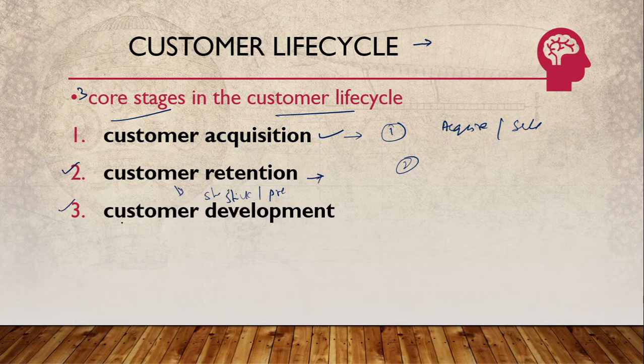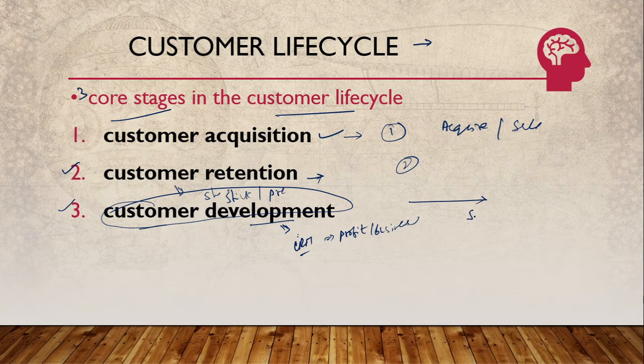The third stage is customer development. Here basically you try to maintain a good relationship with the customer and try to provide profits to the customer as well as to your business at the same time. So it is a long-term process, customer development. Over the course of the life cycle, you need to always ensure that the customer is satisfied and that you are retaining the customer. So this is basically the third step. These are the three key stages in a customer life cycle.